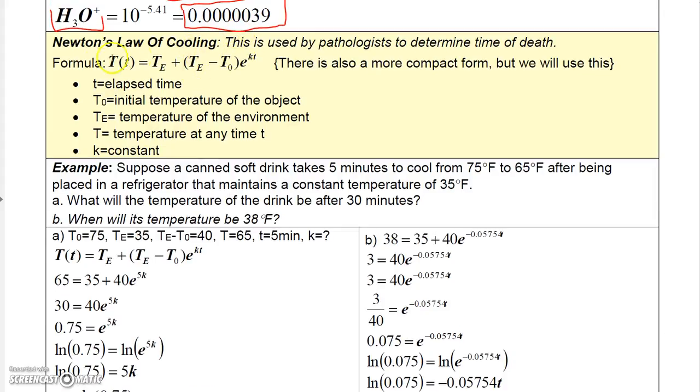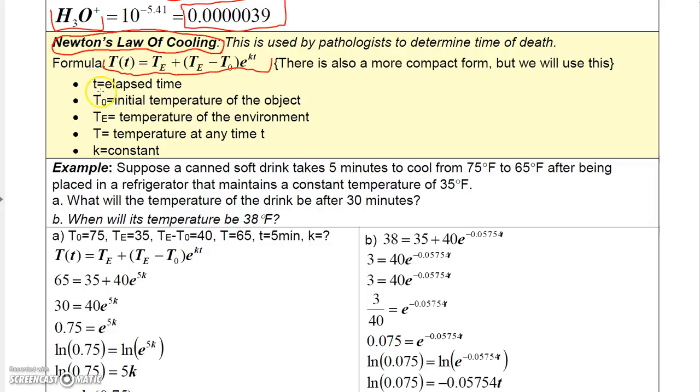Okay, this can be a fun thing to talk about. Newton's law of cooling actually is an application of exponential functions. Okay, so let me show you what we have here. We have a kind of complicated looking formula, but notice in this formula you have a number times e to the kt. So it sort of falls in line with the population and radioactive decay that we were talking about.